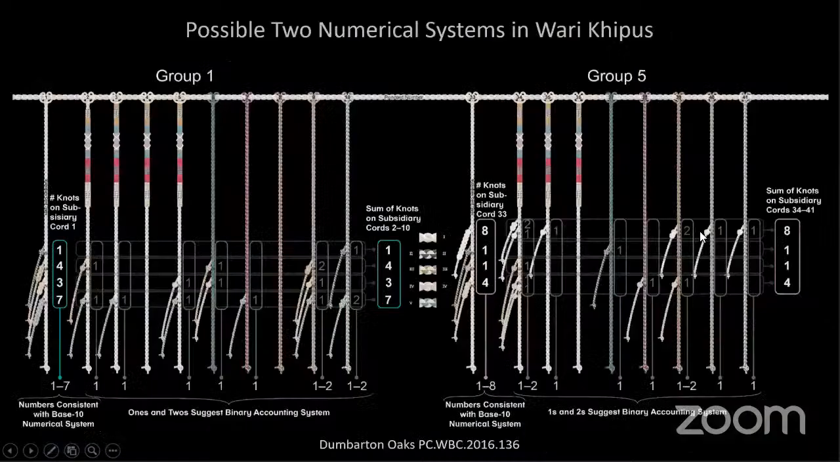So in this particular Khipu, the number of knots in the subsidiary cords of the first pendant cord equals the sum of the number of knots in subsequent pendant subsidiary cords of the same color within the same group. Now this works in all 5 groups. However, just for brevity, I'm only showing you groups 1 and 5.